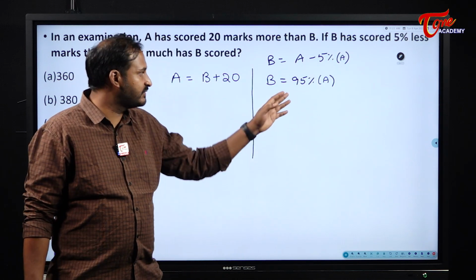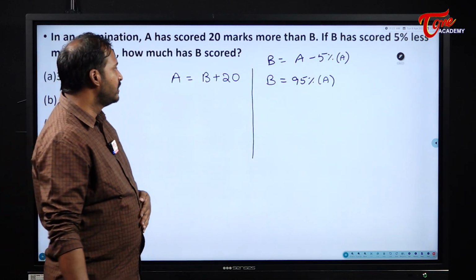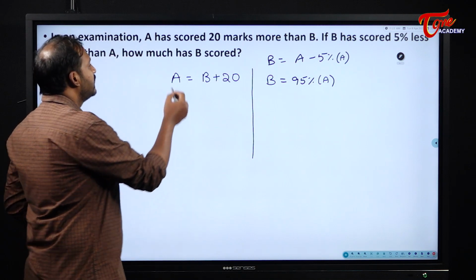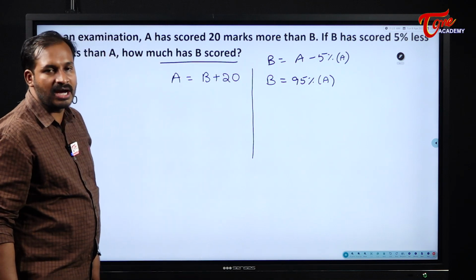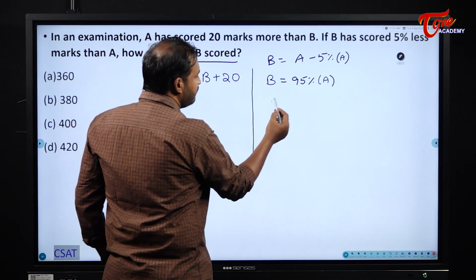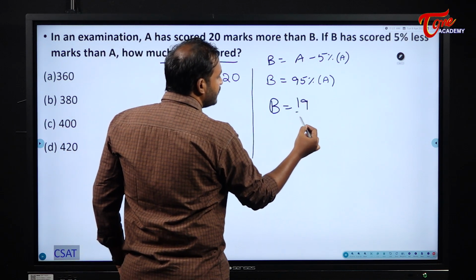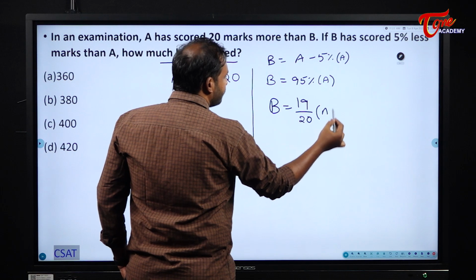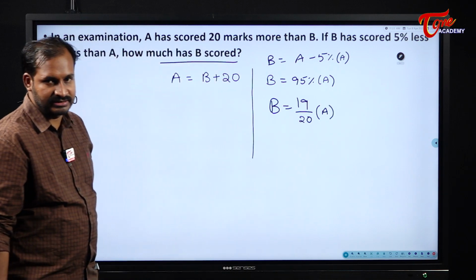100% of A minus 5%, what you will get? 95% of A. Okay, now, how much has B scored? So, we need to find the marks scored by B. So, from this what I can write? B value is equal to 19 by 20 of A. I am converting the percentage into fractions.